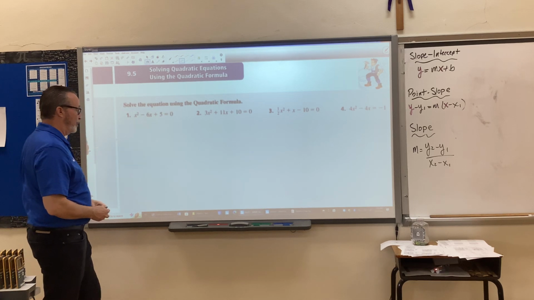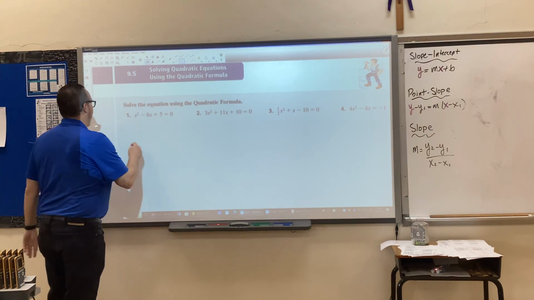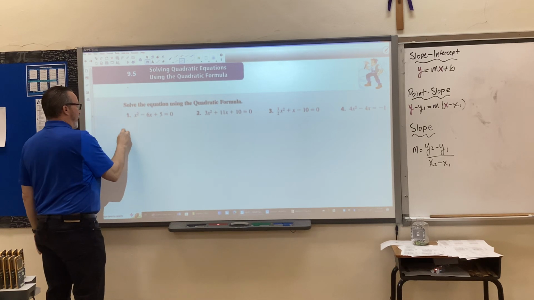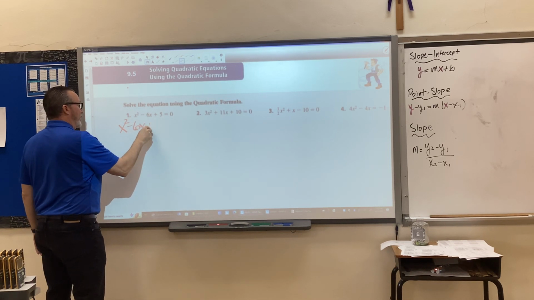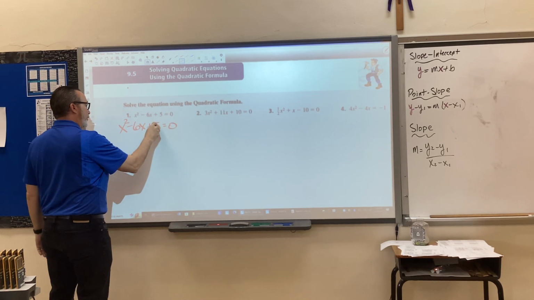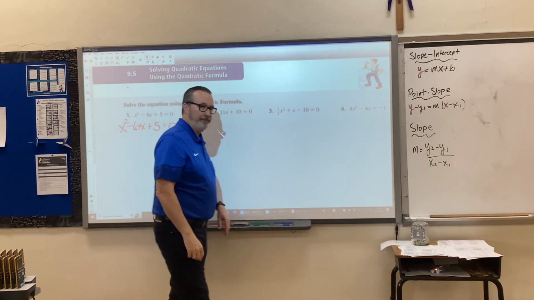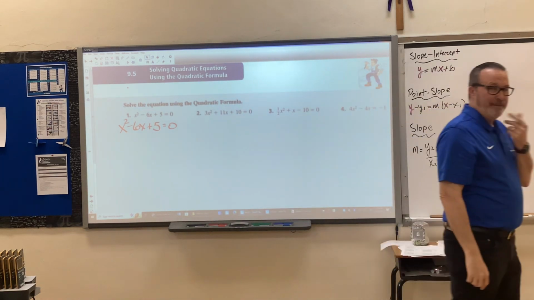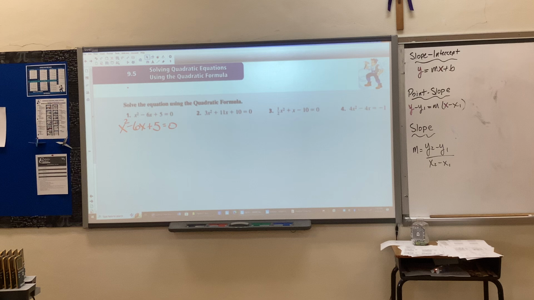Why don't you try this first one? I'll rewrite it just so it's easier to see. X squared minus 6x plus 5. Anybody know the answer before you start? Brooks? Yeah? 1 is one of the answers? Good. What's another answer before you start? Yeah? 5 is the other answer.